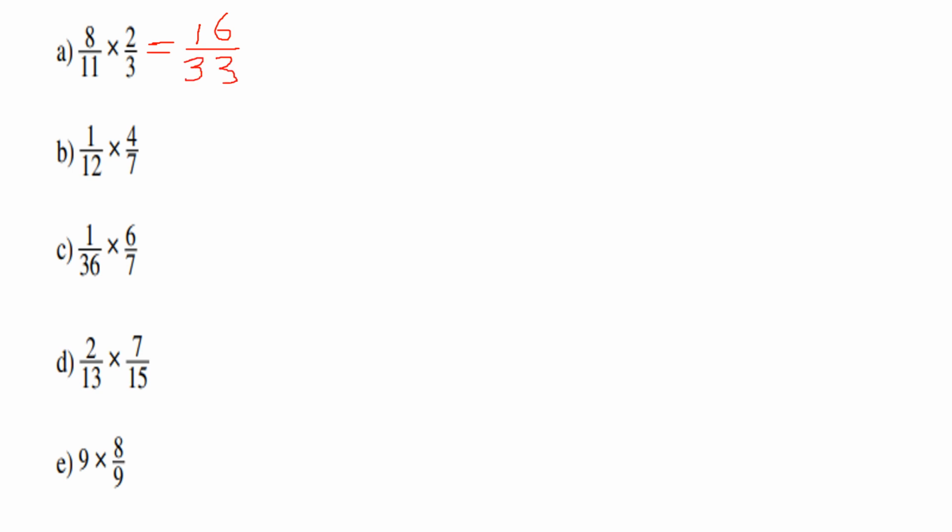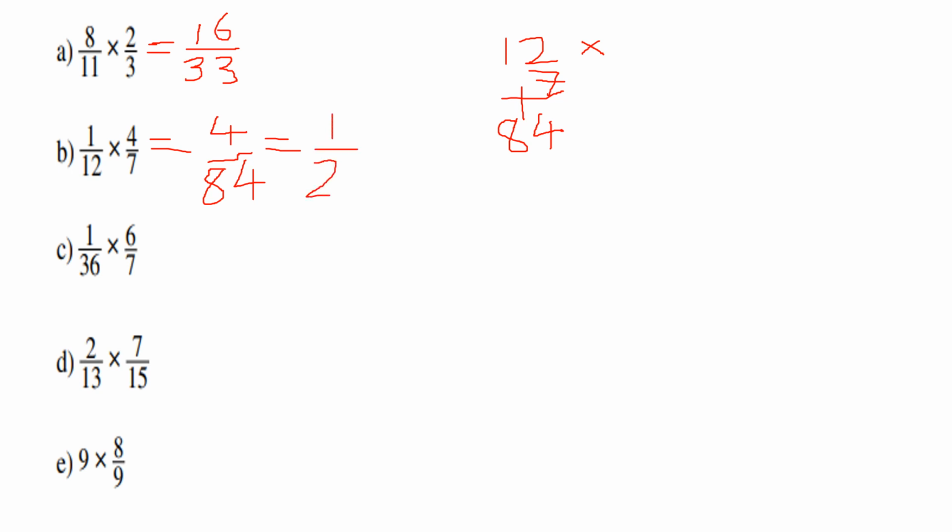Okay, for part B, I'll do 1 times 4, which is 4, and then 12 times 7 is 84. But again, if you're not too sure yet on what 12 times 7 is, then a little thing to the side: 2 7s are 14, so 4 carry the 1, 7 1s are 7 plus the 1 is 8, so my answer is 84. Now this one actually does simplify, so I can divide top and bottom by 4. 4 divided by 4 is 1, and 84 divided by 4 is 21.